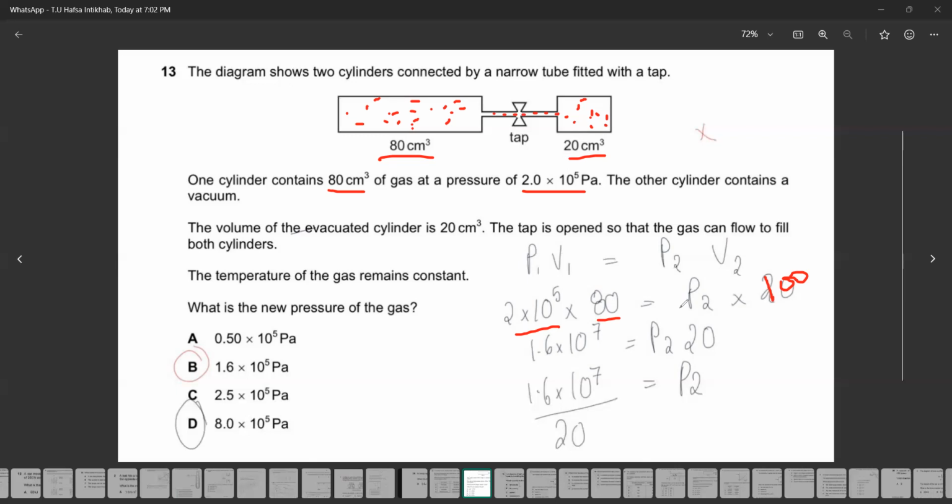Is it clear now? If the question said the gas was in the 80 cm³ and then transferred to the 20 cm³ and then the tap was closed, the final volume should be 20. But the question just says we open the tap, so the gas will be in both the 80 and the 20. So the total volume will not be 20, it will be 100, 80 plus 20.